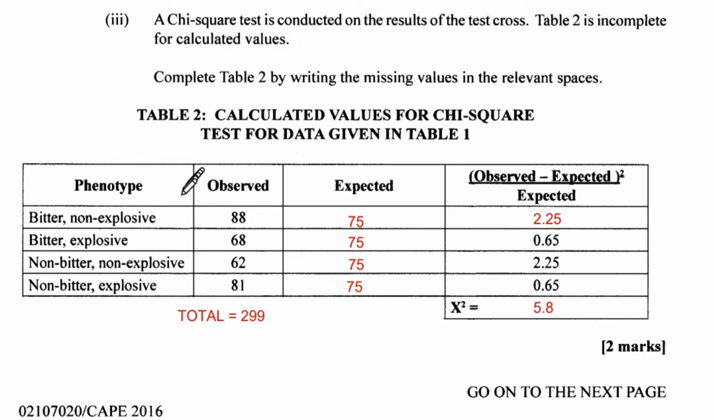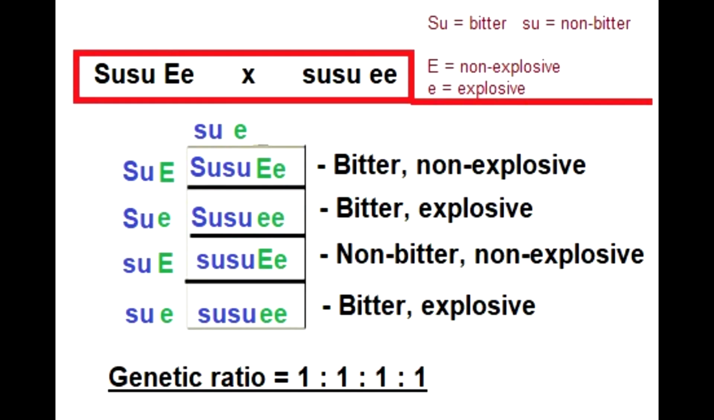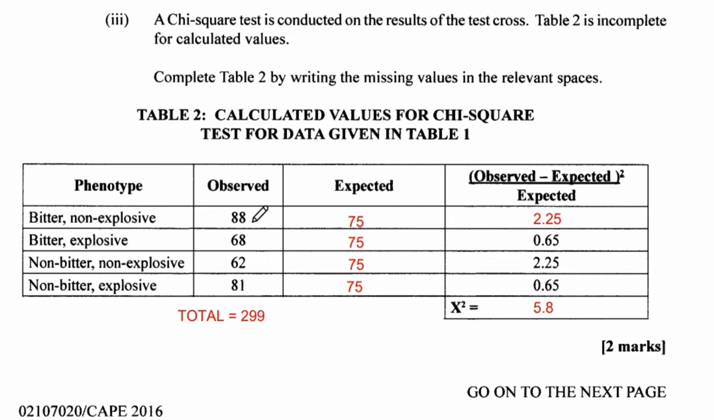So we're back to our table here. Here we have our 4 phenotypes, and these are observed numbers: 88, 68, 62, 81. Now if we were to cross the two plants from before, the expected ratio that we were going to get was 1 to 1 to 1 to 1. So the thing is, if we add up all of these here, 88, 68, 62, and 81, we could see we had a total of 299 plants.